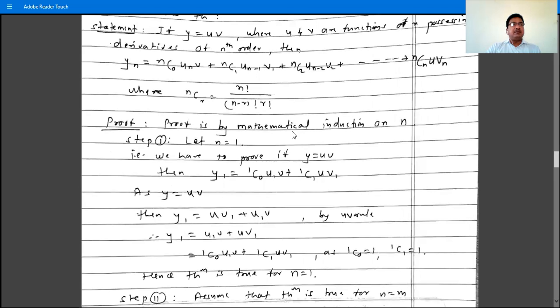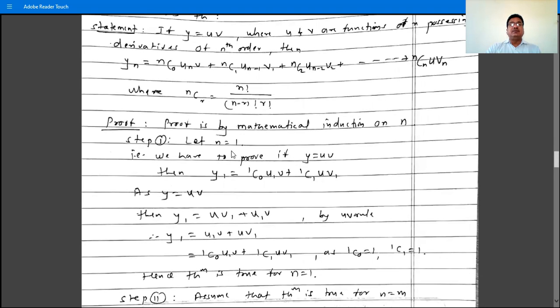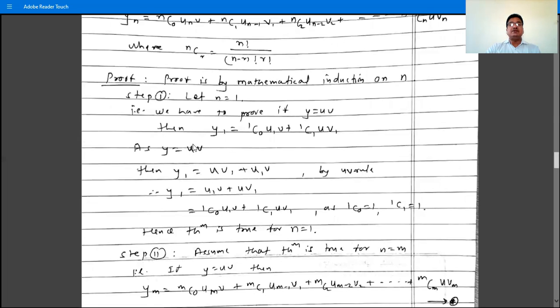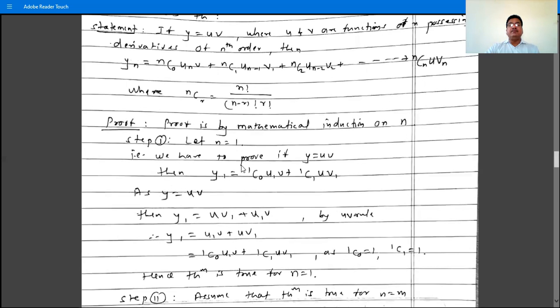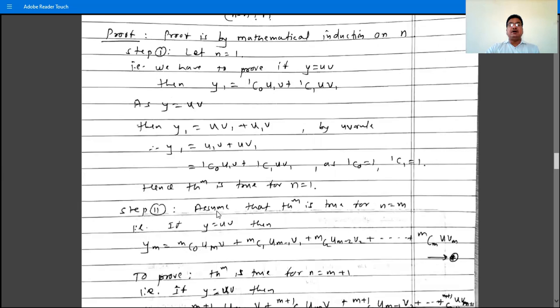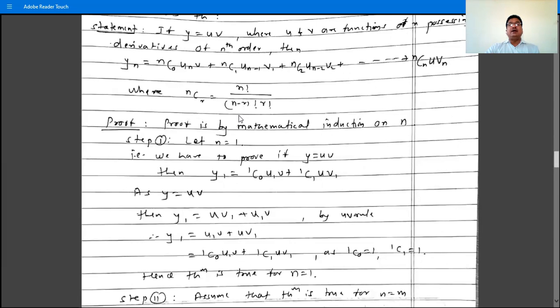The proof is by mathematical induction on n. We know that in the method of mathematical induction, the proof is given in two steps. The first step is what? Prove the result or theorem for n is equal to 1 or 2 or 3. And in the second step, assume the result is true for n is equal to m or k, and prove that the result is true for n is equal to m plus 1.